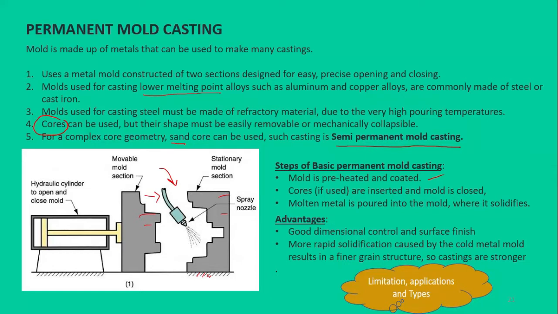So there are certain advantages for this kind of casting. The first one, we have good dimensional accuracy and surface finish. Why is that? Because we are using metallic molds, right? So this is the reason that we have good dimension control and surface finish. There's a more rapid solidification caused by the good heat transfer of the metallic molds, and because of the high rate of heat transfer, we have a fine grain structure.